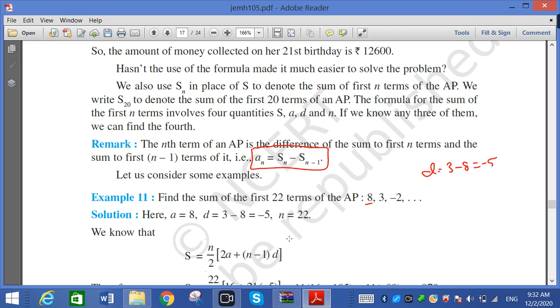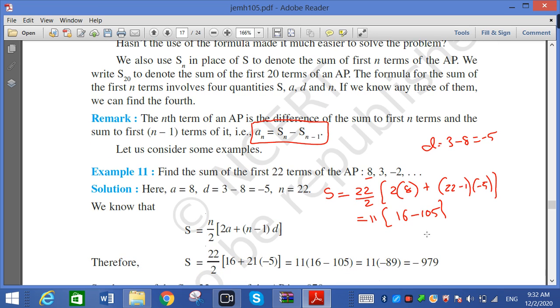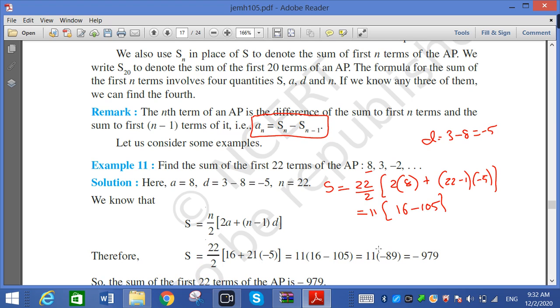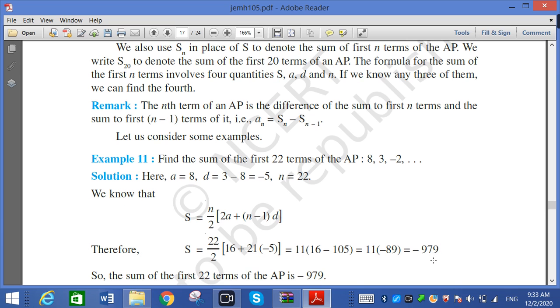So if we put it here, S is equal to 22 by 2, 2 into A, that is 8, plus n minus 1, 22 minus 1, and D is minus 5. And if we simplify it, 11, here 16, here 22 minus 1, that is 21, 21 5 are 105. Now we can get answer negative, because 16 minus 105, that is minus 89. 11 into minus 89, we can get minus 979.